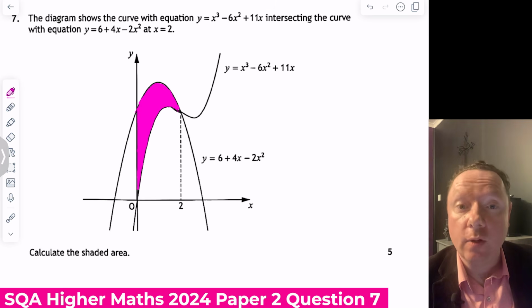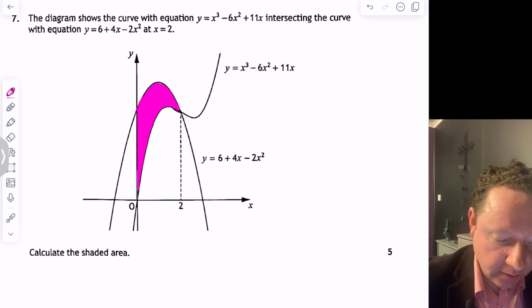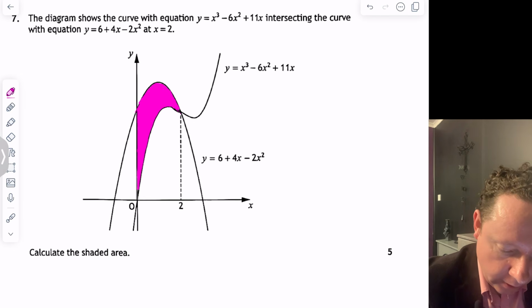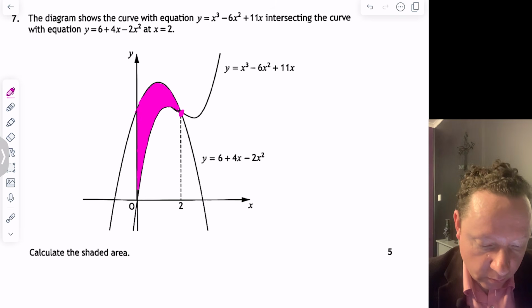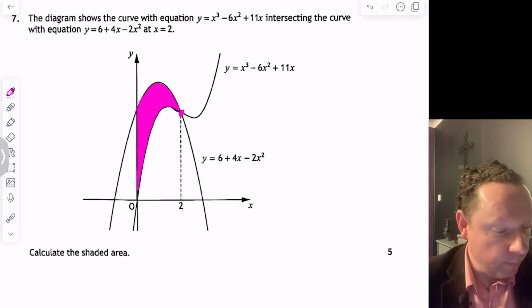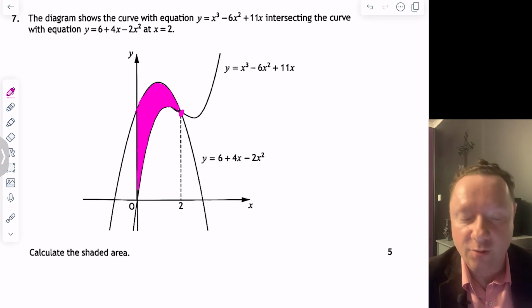SQA Higher Maths 2024, paper 2, question 7. The diagram shows the curve of equation y equals x cubed minus 6x squared plus 11x, intersecting the curve of equation y equals 6 plus 4x minus 2x squared at x equals 2, which is here. Now, I had to elaborately shade this in before I filmed this because there was no way that with a scan you could tell what bit you were actually meant to be finding. So it is that purple bit that I've shaded in for you.